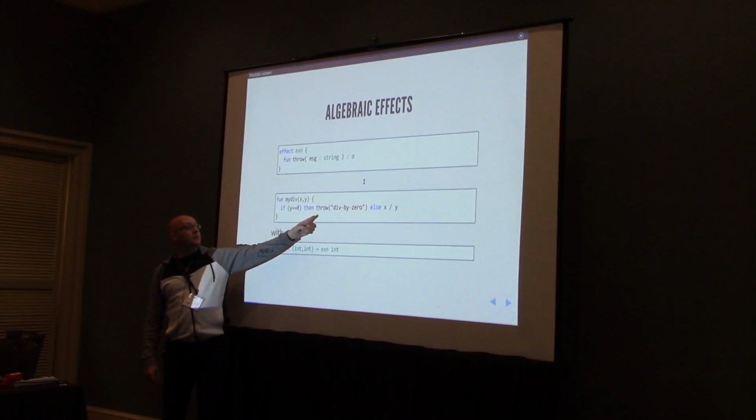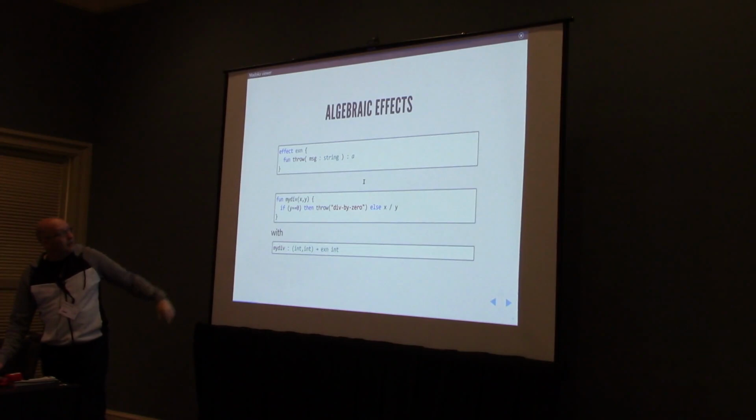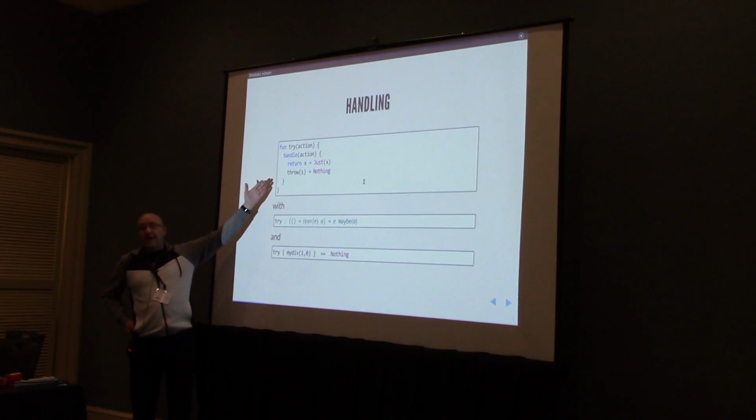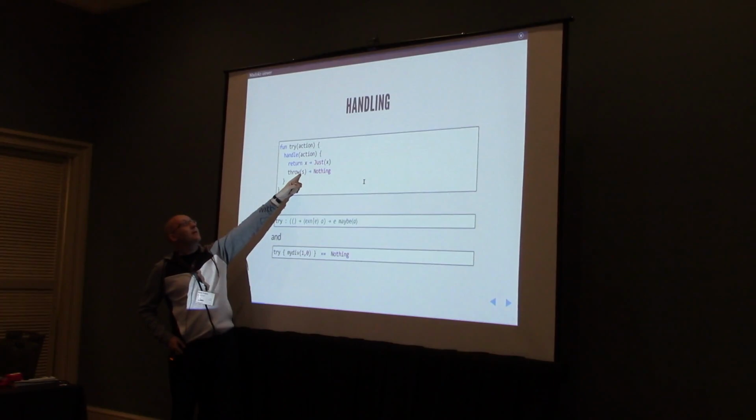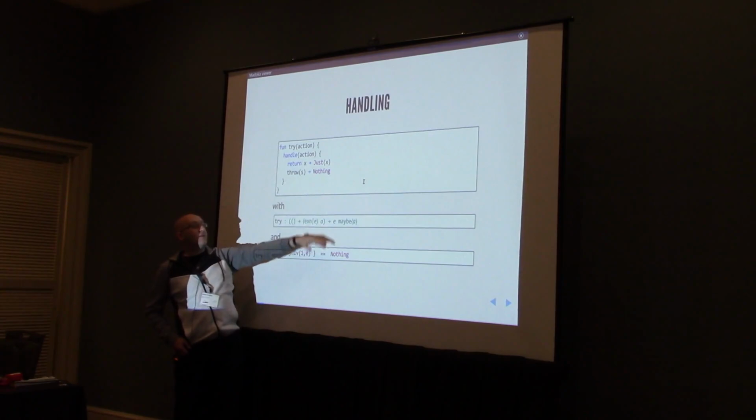To give it meaning, you need a handler. So here's a function that is a handler. Here I say, handle an action you pass to me. If you return normally, I put a Just constructor around it. And if anywhere inside the action I call throw, you go all the way up here, and then I return immediately with Nothing. This is how exceptions work. They don't get back to where the throw happened. They immediately return wherever it is handled.